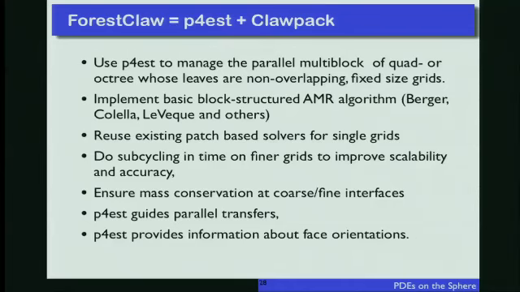So, of course, the idea is we want to reuse existing patch-based solvers. We're doing subcycling in time on the finer grids. We have to ensure mass conservation at corresponding boundaries. P-forest then guides the parallel transfers. P-forest tells us, I need to fill in ghost cells and corner cells, and it gives me all the blocks that I need to do that kind of information transfer. The other thing it does is, in this multi-block setting, you have to start worrying about orientations of faces with respect to one another. That can make standard Cartesian codes messy unless you have a nice organized way to deal with that, and P-forest has that all worked out.